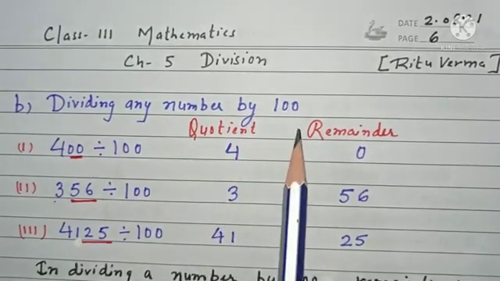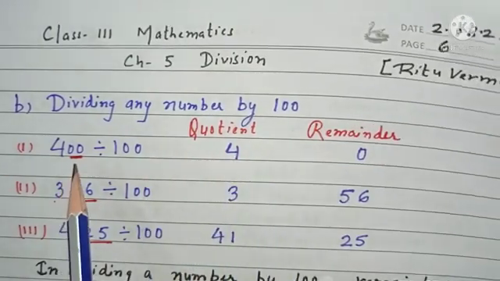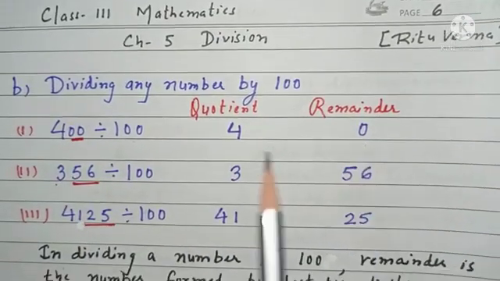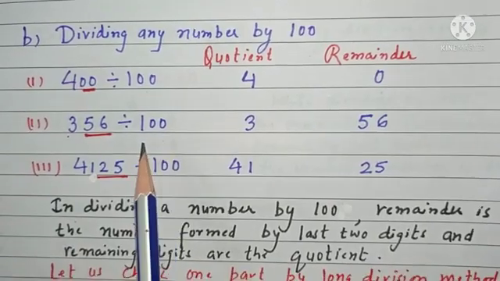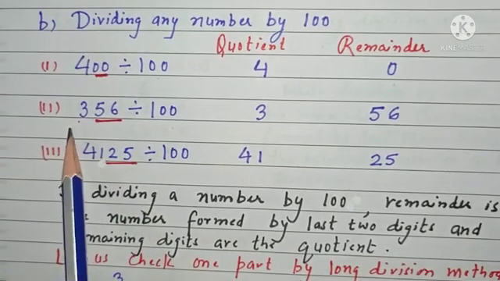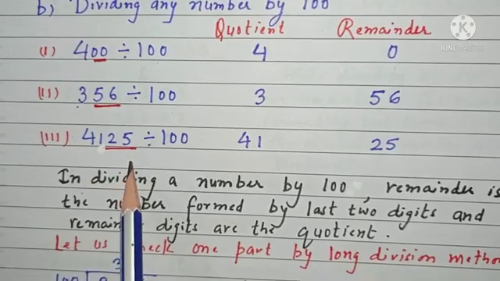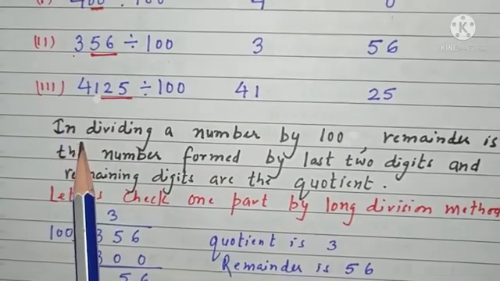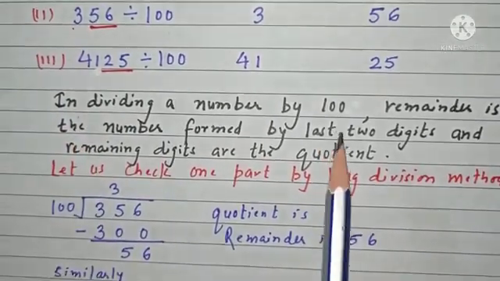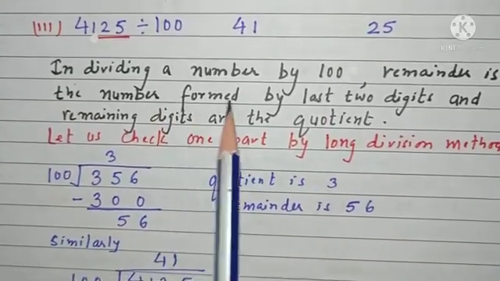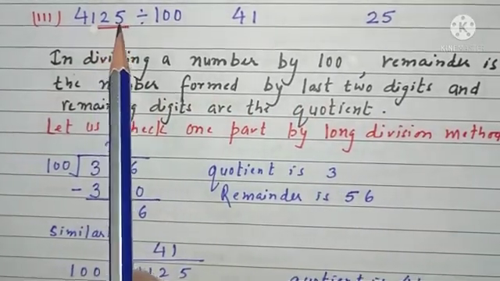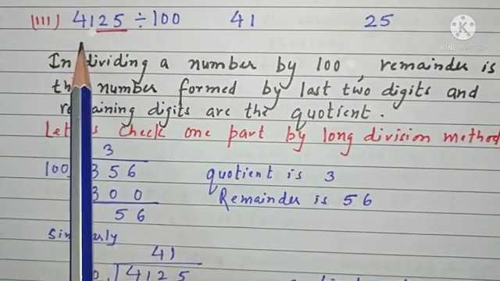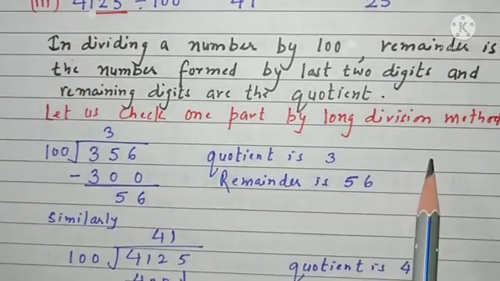When any number is divided by 100, for example, here 400 is divided by 100, the quotient is 4 and the remainder is 0. 356 divided by 100, the remainder is 56 and the quotient is 3. In 4125, we have got the remainder as 25 and the quotient is 41. So, you must have understood that in dividing a number by 100, the remainder is the number formed by the last 2 digits, that is the ones and the tens place, and the remaining digits are the part of the quotient.